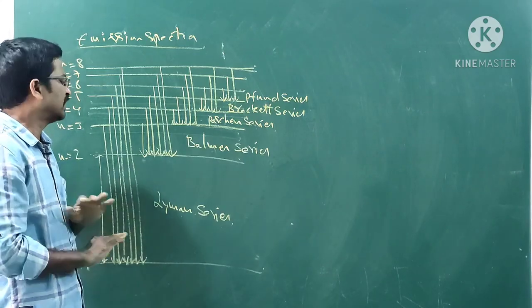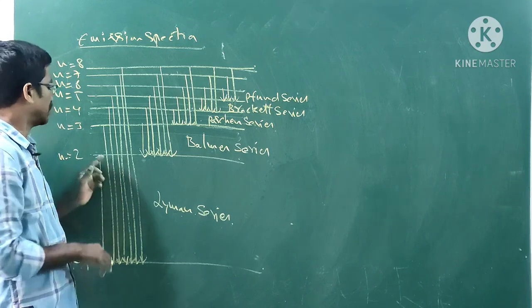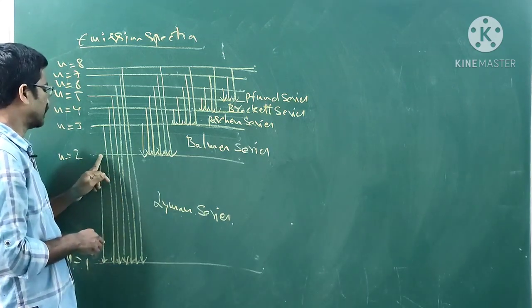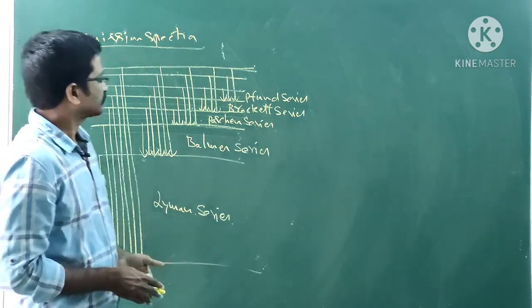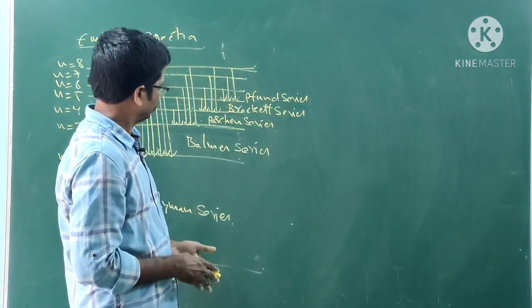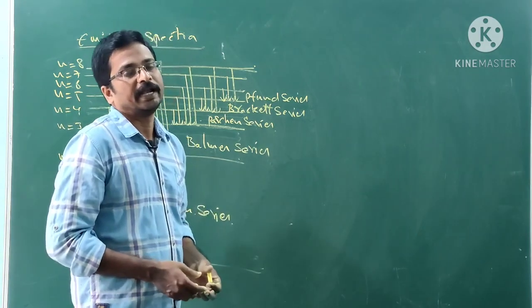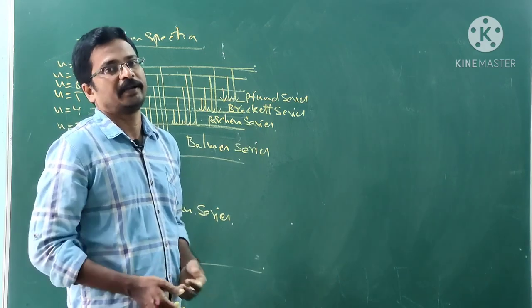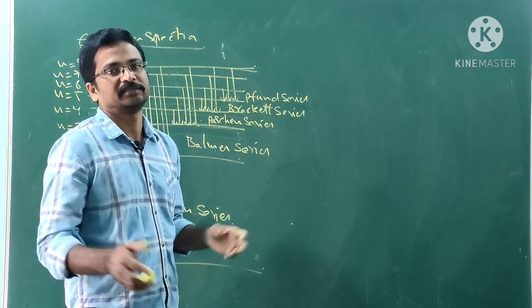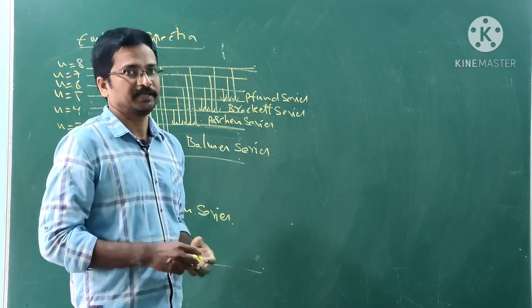The scientist names, Lyman and others, do not change. You can get the absorption spectra that way. This is about the line spectrum of the hydrogen atom. It is very important for the intermediate public examination, and this is a very important question for the intermediate public examination.